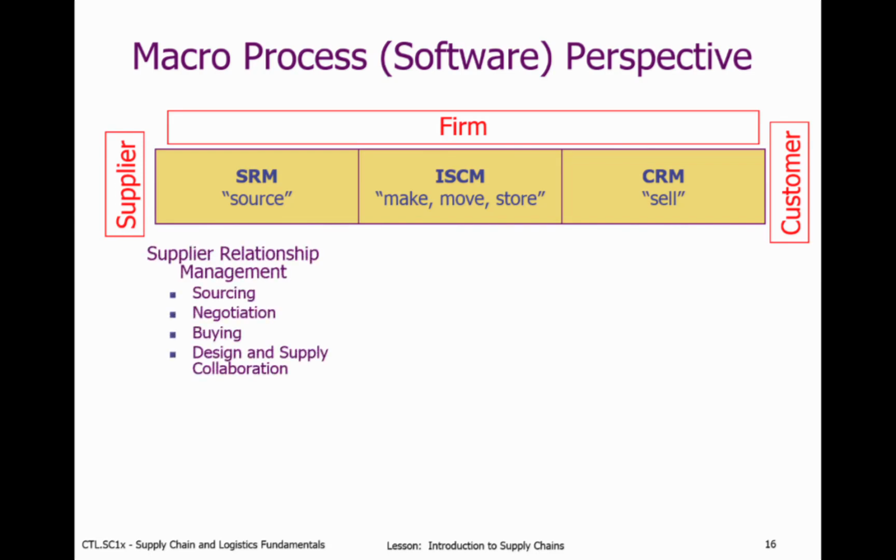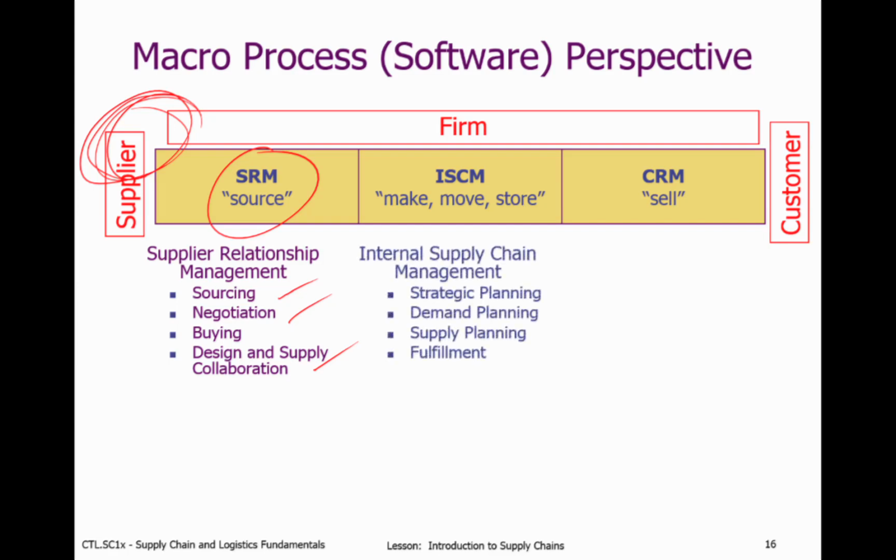The first is SRM, Supplier Relationship Management, and the idea is to manage the relationship between the firm and its suppliers. This is all about procurement, sourcing, negotiations, how you collaborate on supply things, how you manage your suppliers. The next category, internal supply chain management, is all the things that the firm needs to make, move, and store its own products, the logistics within the firm.